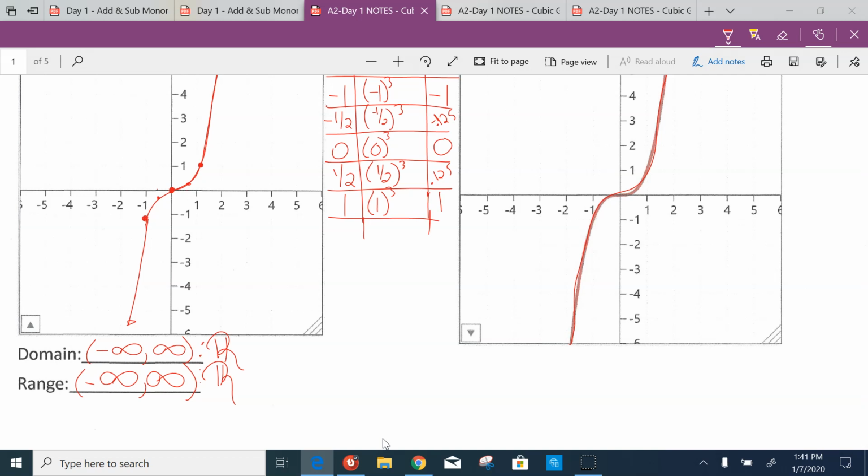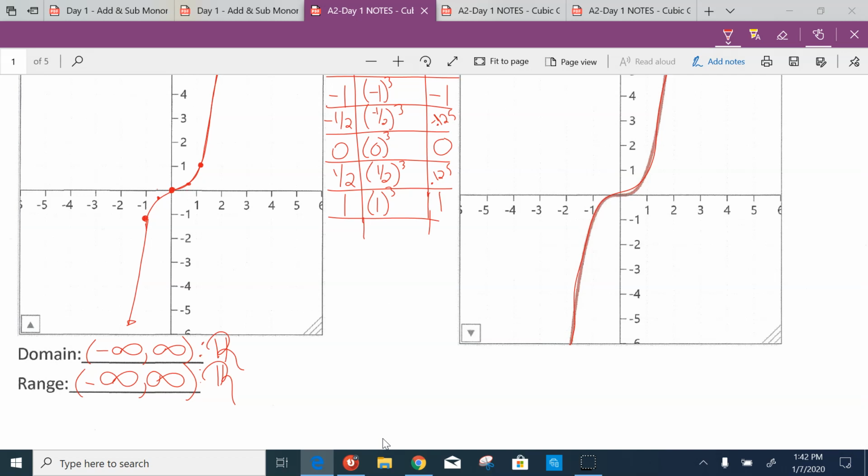Our cubic graph, x to the third power, is this kind of S-looking shape that goes through the origin. It comes from the third quadrant, goes up to the origin, and then goes up to the first quadrant. It does continue expanding left and right infinitely. It does spread out if you keep going far enough, and it does obviously go up and down forever.